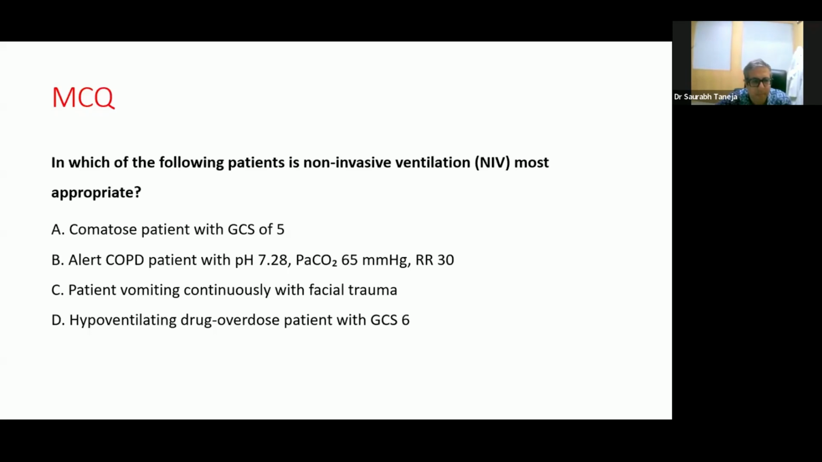The answer, please. So the correct answer is the alert COPD patient with pH 7.28, PCO2 high at 65, and respiratory rate of 30.